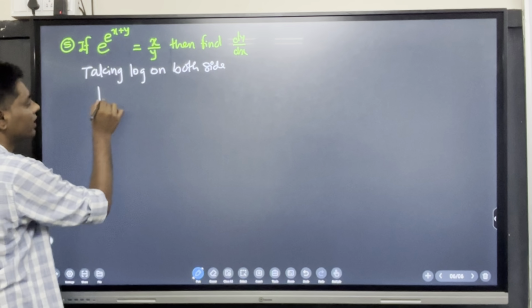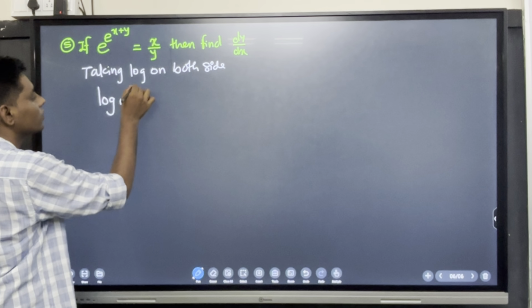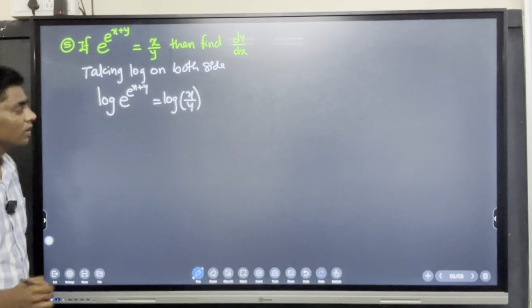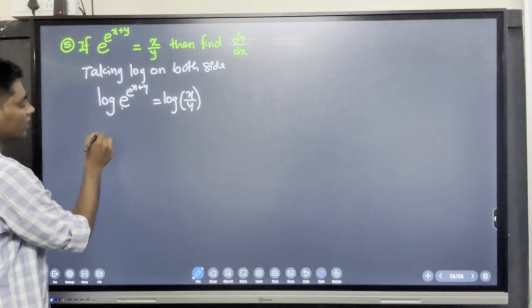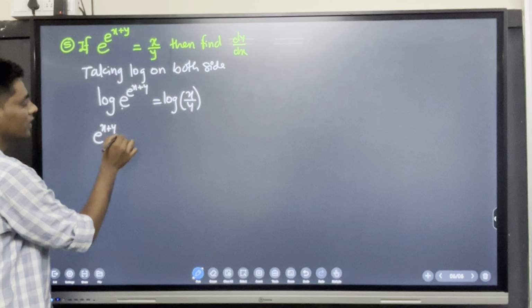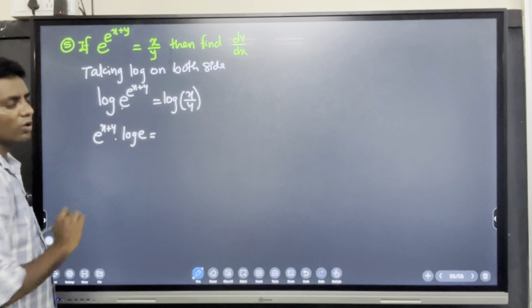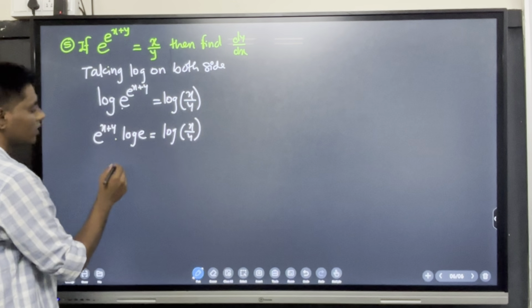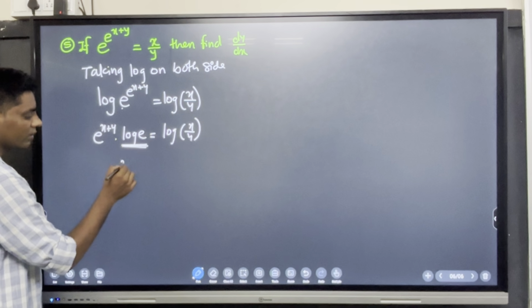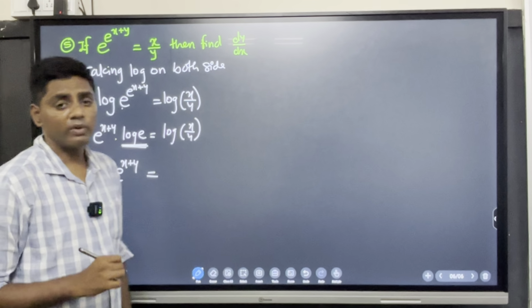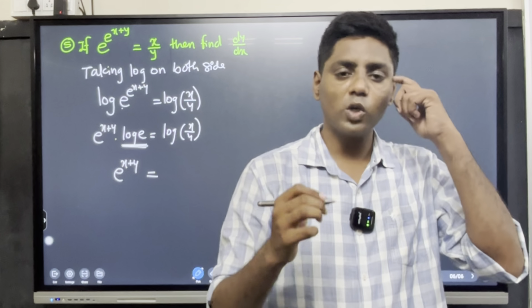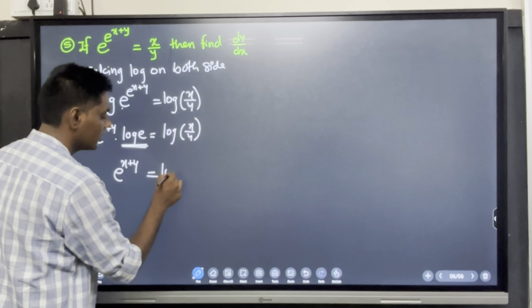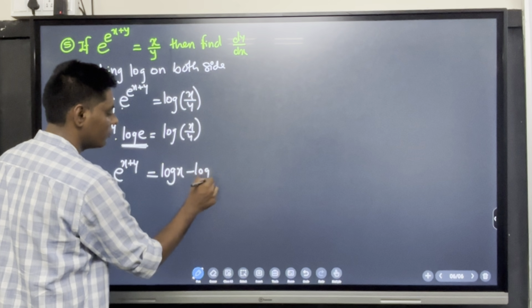So after taking log on both sides, we get log e raised to x plus y, and then log of x divided by y. So using the property of exponential, here we get x plus y into log of e. And what is the answer of log of e? That is 1, remember. So the answer of log of e is 1. So therefore only x plus y remains, equal to, remember the property of logarithm, when log of m divided by n is equal to log m minus log of n. So apply this property. So log of x minus log of y.